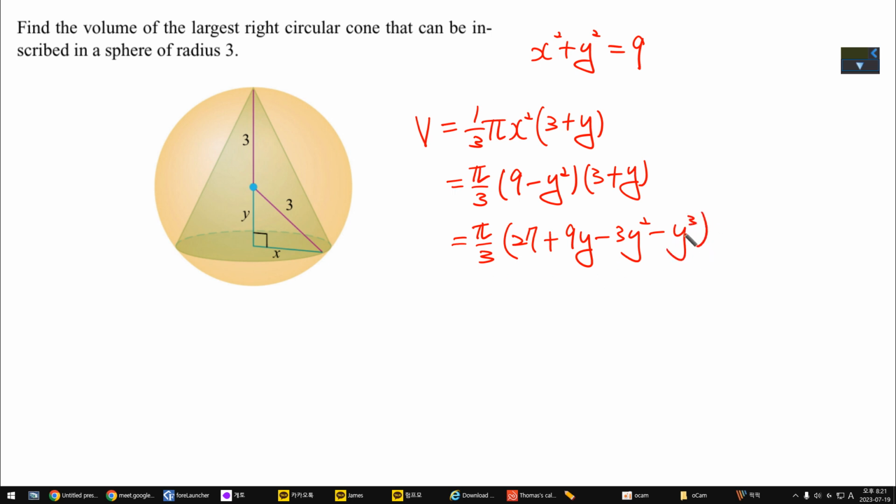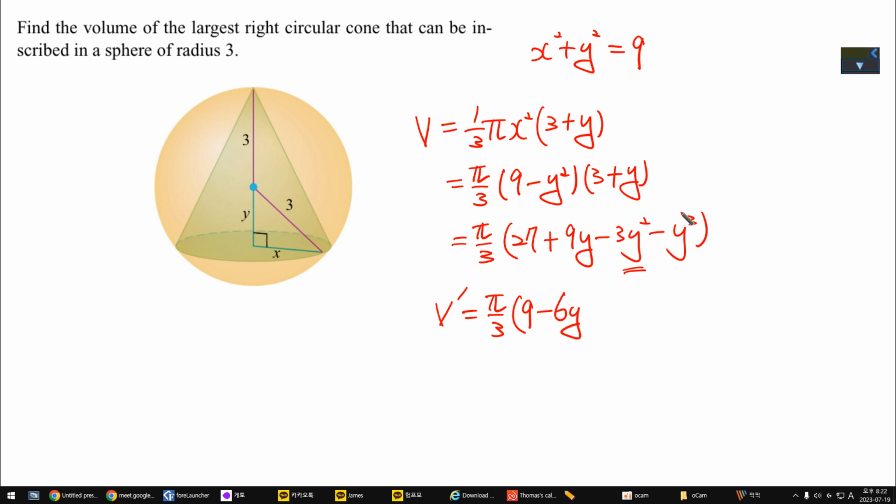Like this. And then let's make a derivative. So 27 disappears and 9y's derivative is 9. What's the derivative of this 3y squared? Can you find the derivative of this 3y squared? Oh yeah, 3 times y squared. What's the derivative? Yeah, 6y.